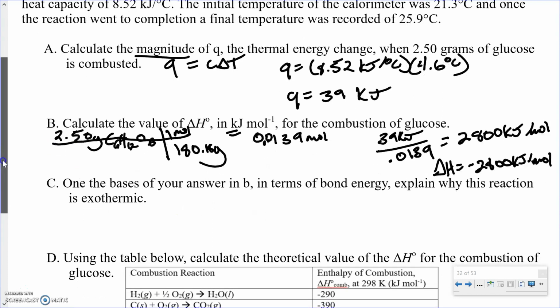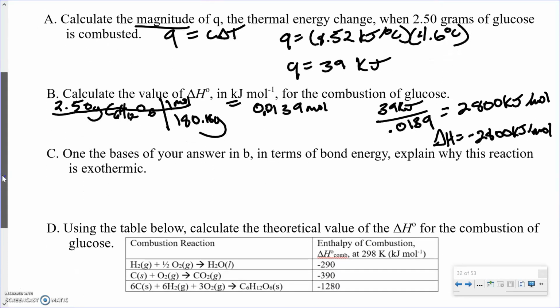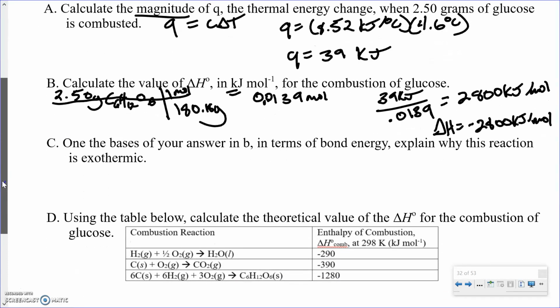Okay, check out question C. This is a question I just asked you a little while ago. What does this tell us about bond energy? And explain why this reaction is exothermic. Okay, well, our bonds of our products are stronger than the bonds of our reactants. Therefore, potential energy is released as kinetic energy, increasing the temperature. And it's the reason it is exothermic. So really what they're looking for is you to understand bond energy is our reactants are on average weaker than our products, or our products are stronger on average compared to our reactants.